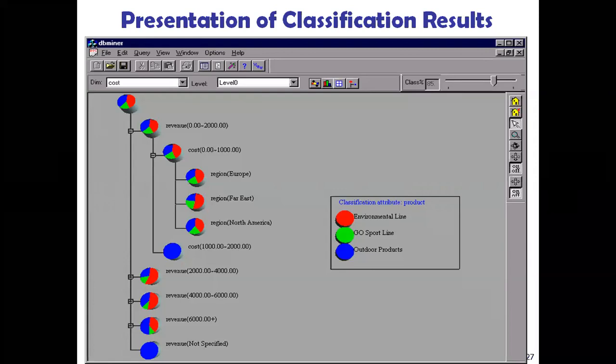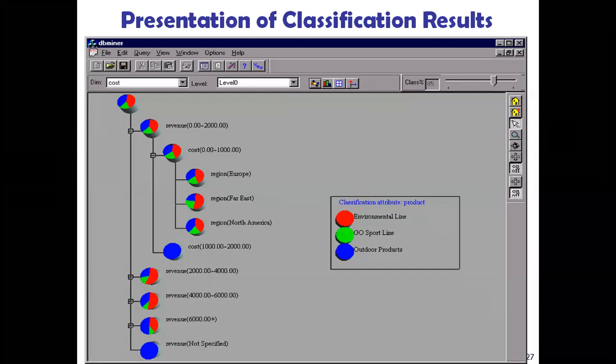What is the revenue? Whereas 2,000 to 4,000 in environmental line and sports line, outdoor products, the revenue is 2,000 to 6,000. The revenue is 6,000 to more than 6,000. You have to present it as revenue. And the other revenue is not.